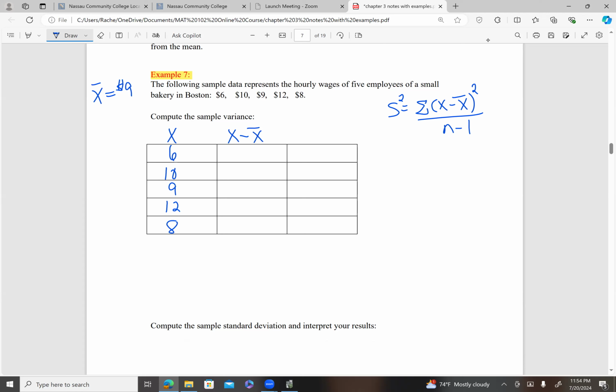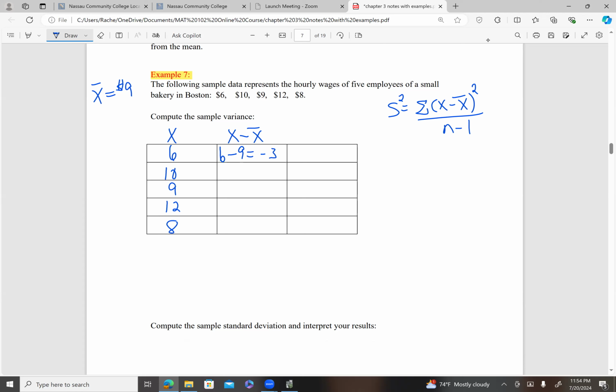We're going to take each data value and subtract the mean. We want to see how far away each data value is from the mean. What's that difference from the center? My first data value is 6. I'm going to take 6 and subtract X bar, which is the sample mean. So 6 minus 9 is -3.